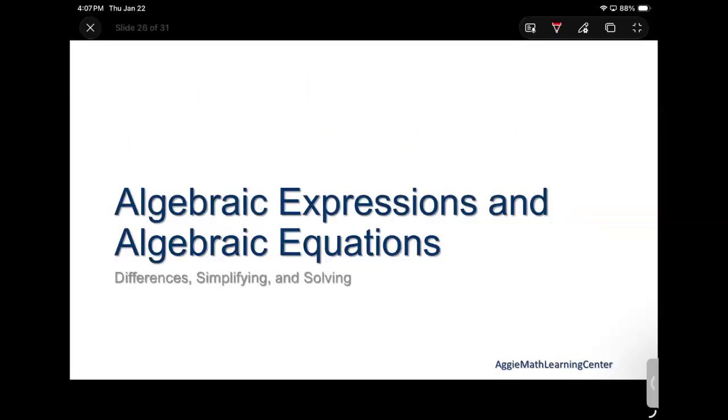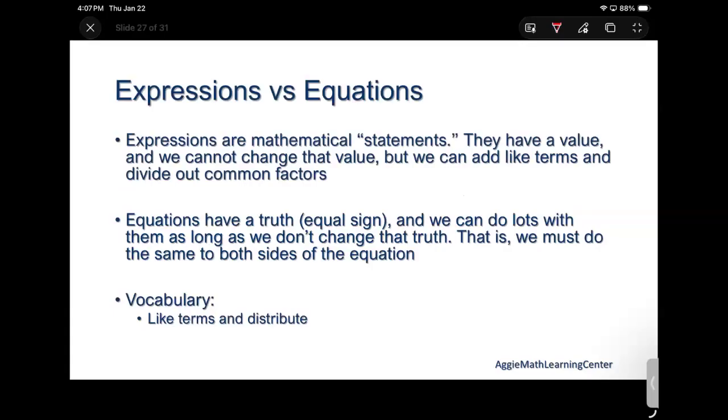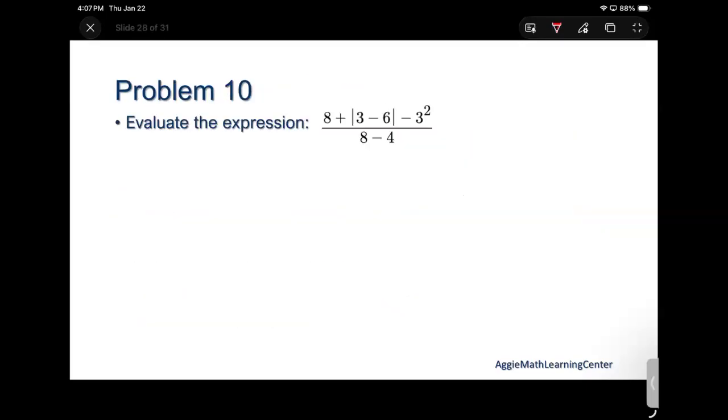Algebraic expressions and equations. Algebraic expressions are mathematical statements. They have a value and we can't change the value. We add like terms and divide out common factors. Equations equate things. They have an equal sign, right? And we can do lots with them as long as we don't change the truth, meaning that one side of the equation must always be equal to the other side. So we must do to one side what we do to the other, and vice versa.